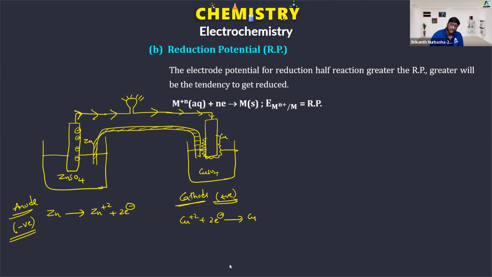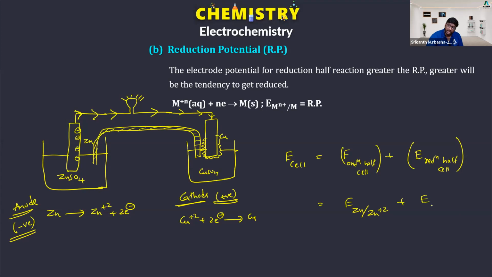And the electrode potential of the cell is equal to the oxidation potential of the anode, that is, the electrode potential of oxidation of the cell plus the electrode potential of reduction of the cell. For oxidation of the cell, what are you getting? The electrode potential E of Zn to Zn+2, plus for reduction of the cell, what is happening? E of Cu+2 to Cu. This is E of cell.